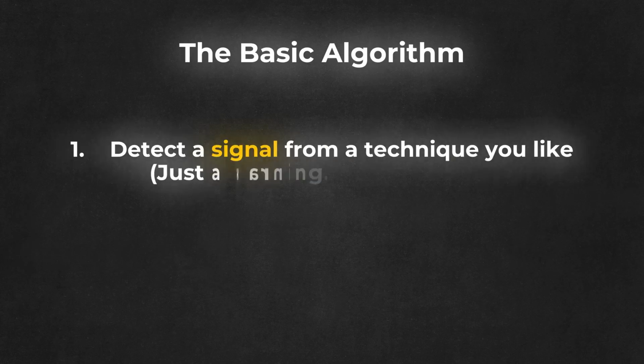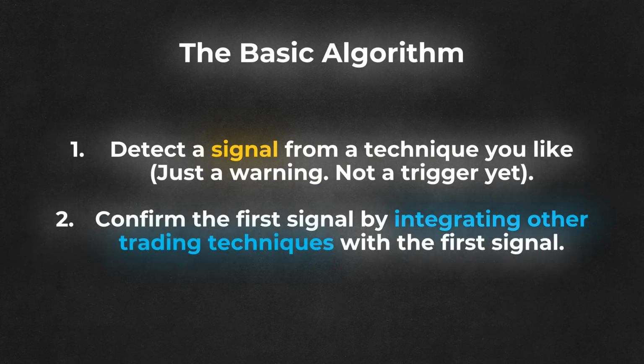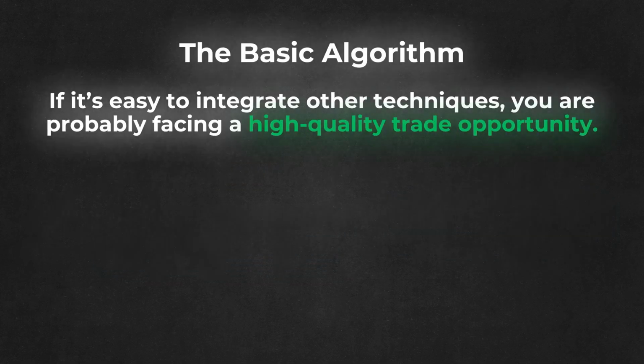Once you open a blank chart, the first step is to detect a signal from one trading technique that you like. The first signal is just a warning, it's not a trigger. The second step is to confirm this initial signal. The way you do that is by trying to see if you can find other trading techniques intersecting with the first signal. You notice that if it's easy to find intersections, you are probably facing a high-quality trade opportunity.